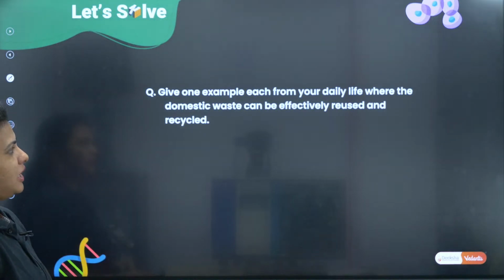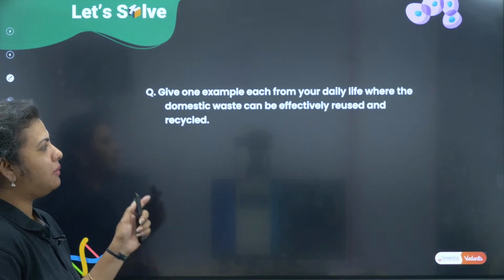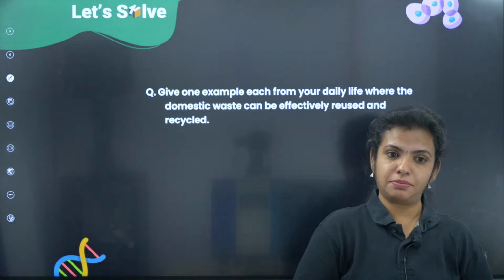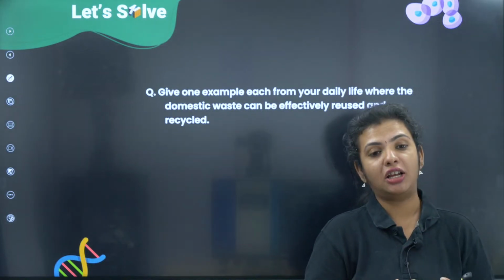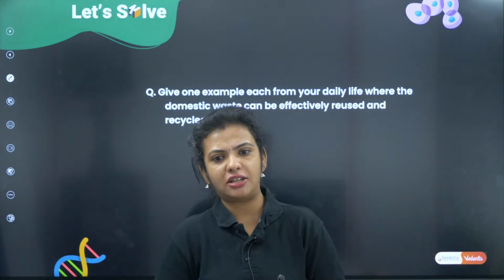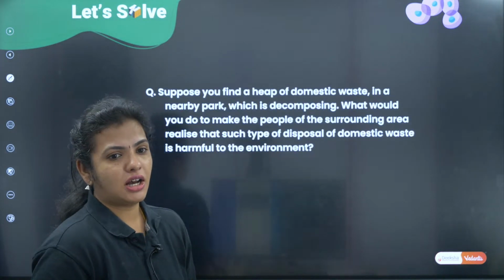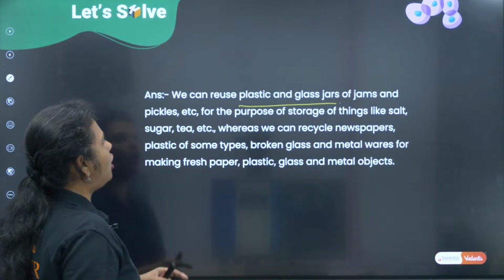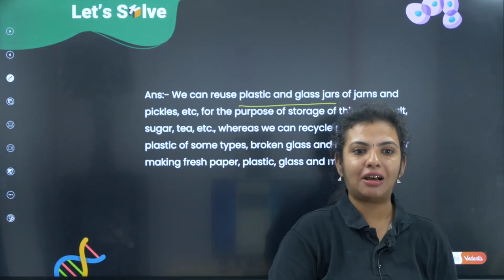Give one example each from your daily life where the domestic waste can be effectively reused and recycled. So this is an application based question. You can give any example, children, from your house, whatever you feel you are recycling and using. Whichever you feel you want to give, you can give. But here I have given a very simple example of plastic and glass jars of jams, pickles, etc. So definitely every house will have bottles of jams and pickles.